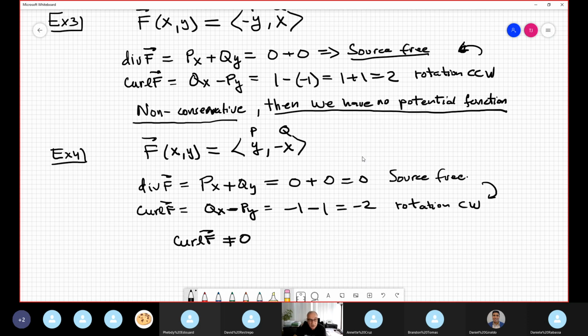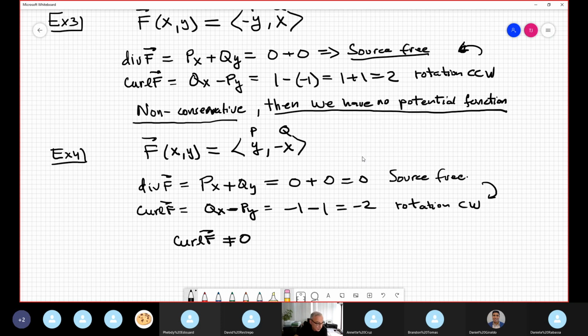However, the curl of the vector field is a number. If it is positive, our vector field rotates counterclockwise; otherwise, if it is negative, it rotates clockwise.